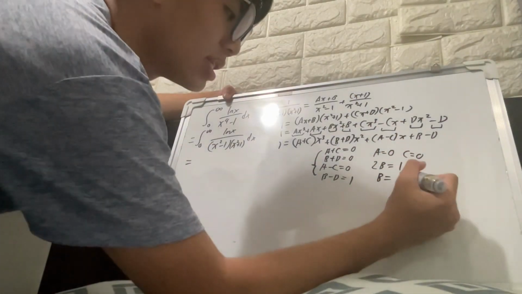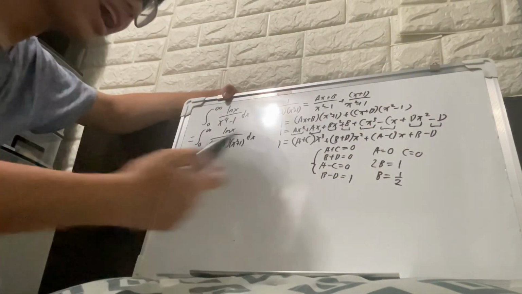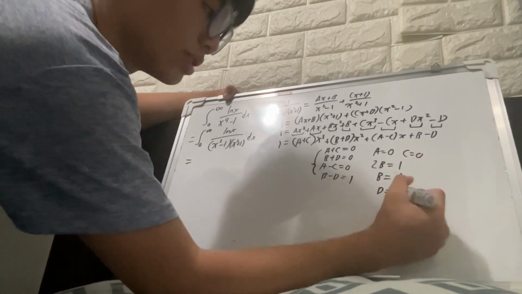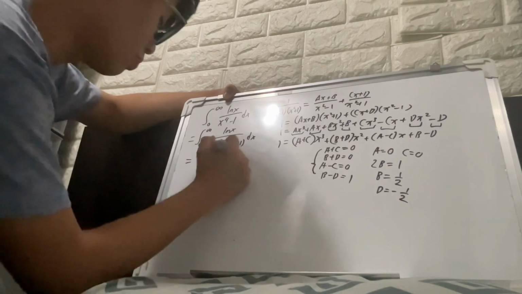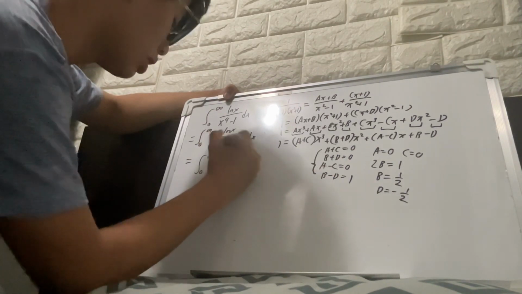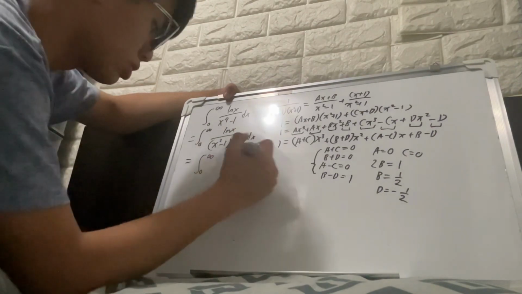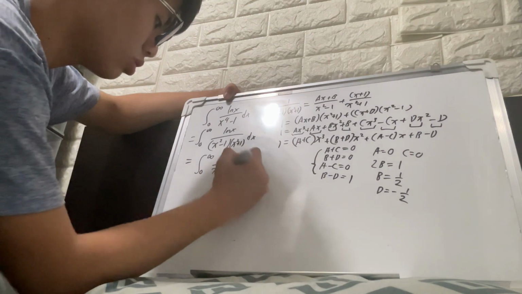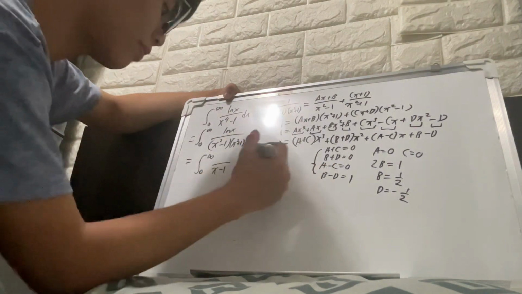So 2b is equal to 1, so we can get b is equal to 1/2. And then put that 1/2 into it, you get d is just equal to negative 1/2. So you can just put it back in. So you pretty much just multiply by ln(x) here. So we can also just put the 1/2 outside.